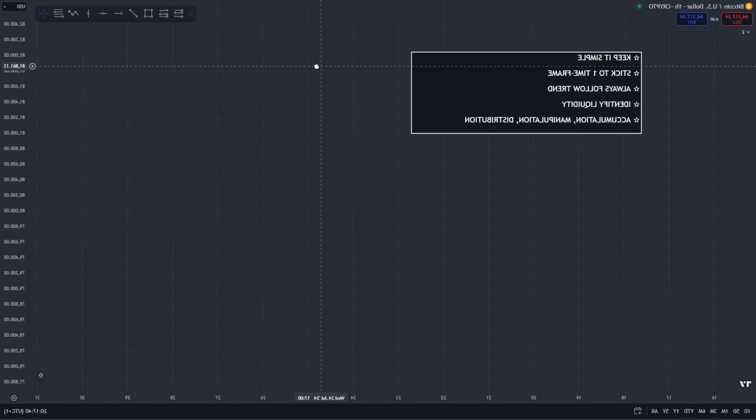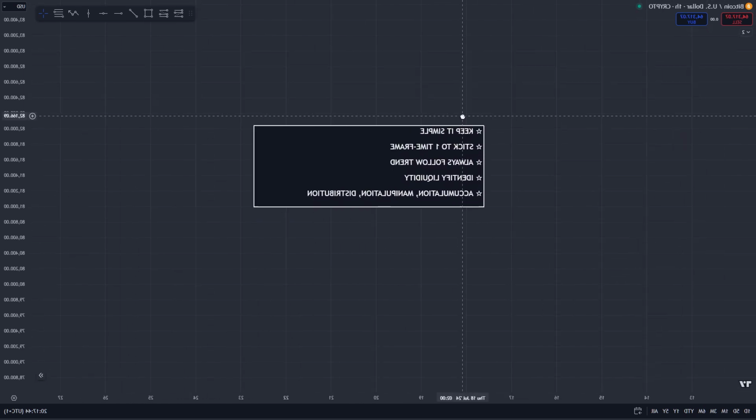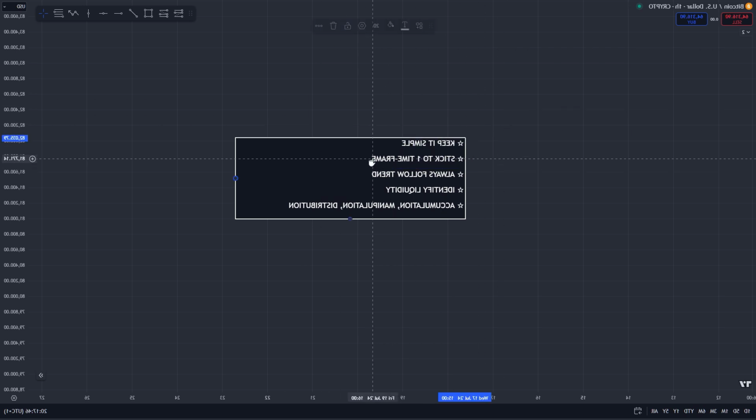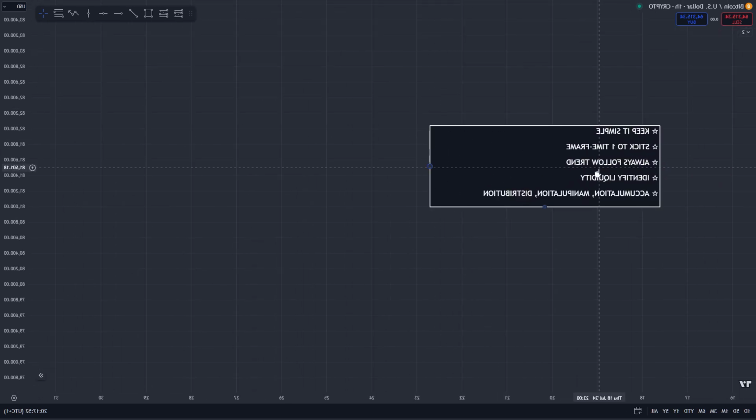So let's run through this strategy for starters. First things first, keep it simple. Do not overcomplicate it. For starters, stick to one time frame. You don't need to go from the 4 hour to the 1 hour, the 1 hour to the 15 minute, the 15 minute to the 1 minute, then back to the 3 minute again. No, just stick to one time frame with this strategy.